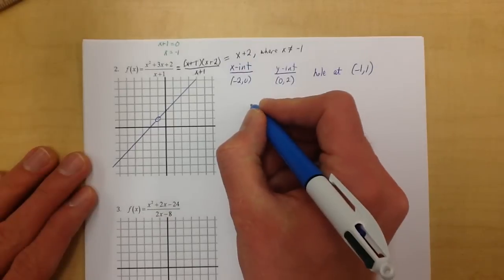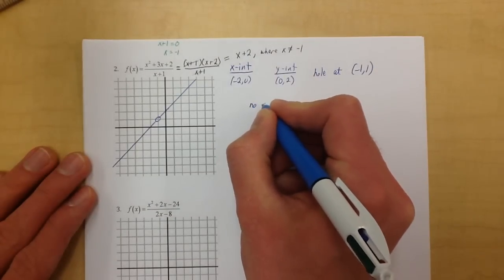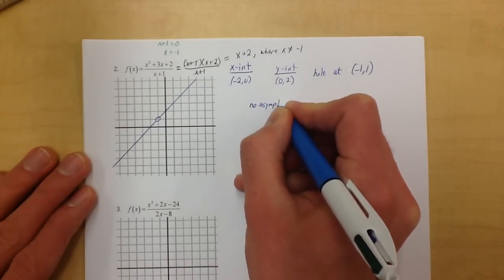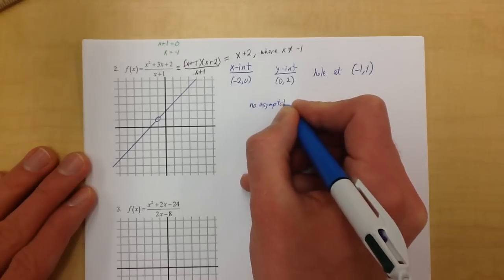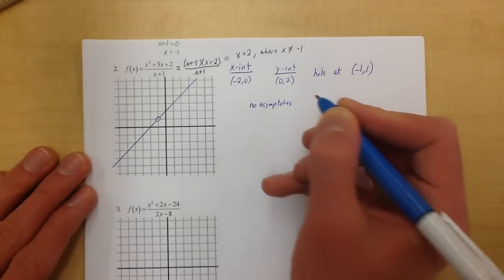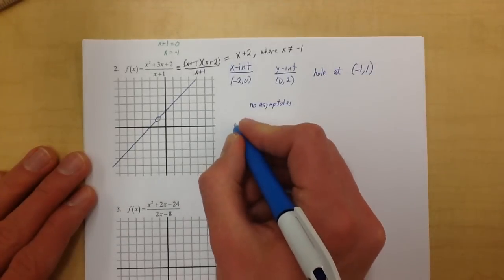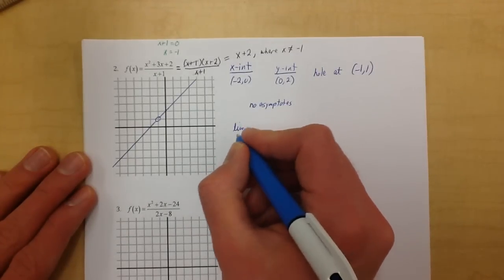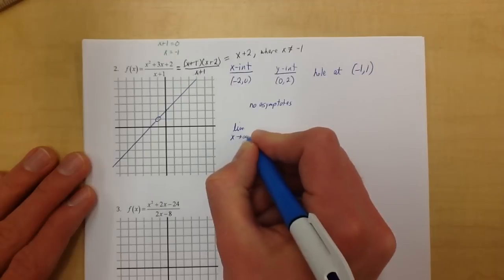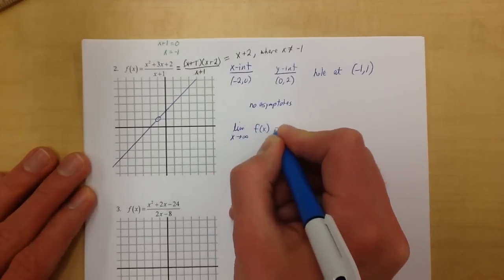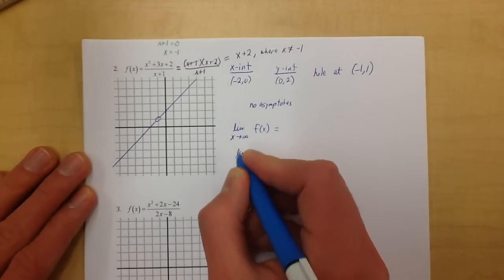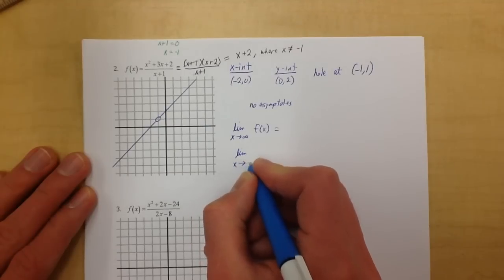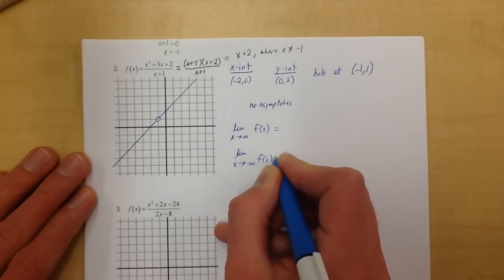Okay? There are no asymptotes. You'll know them when you see them. So if you are unfamiliar with it, don't panic about that yet. And the limit as x approaches infinity of my function is something, and the limit as x approaches negative infinity of my function is something else.